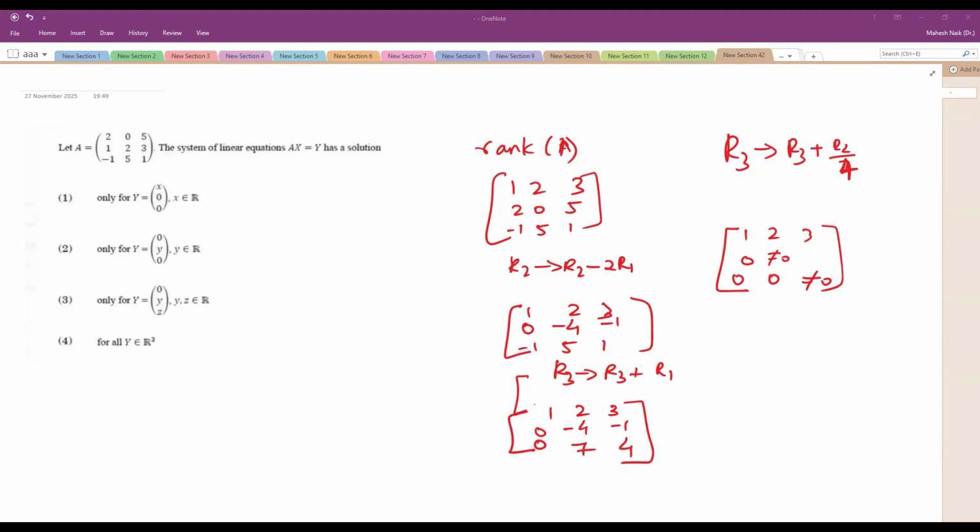Okay, so now what can we say about the rank of the augmented matrix? Rank of A is 3. Rank of the augmented matrix will always be equal to 3. Right? And so in that case, the system will have a solution.